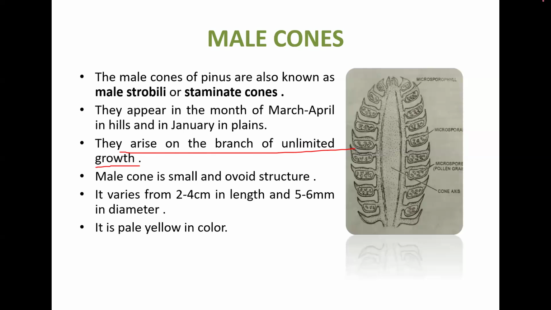This is a complete picture of the male cone. You can see this is the central axis, or the cone axis. Each one of these is a microsporophyll, and this one is the sporangium. Here, I'm rounding it off, you can see. This is a microsporangium, and inside it you can see the microspores. This male cone is small and ovoid in structure, 2 to 4 centimeters in length and 5 to 6 centimeters in diameter, and pale yellow in color.